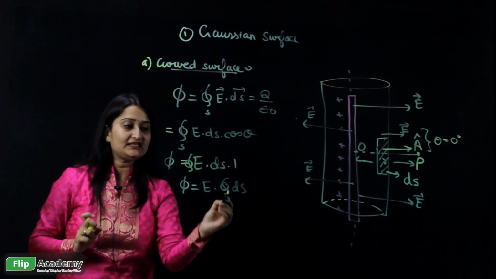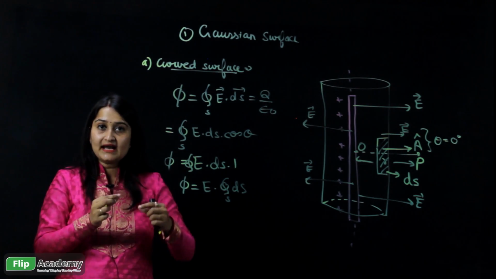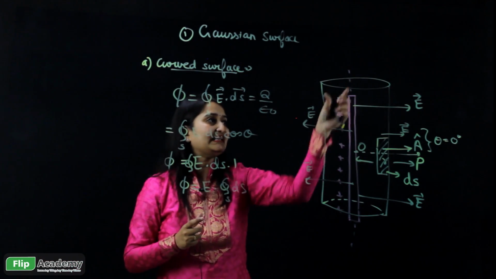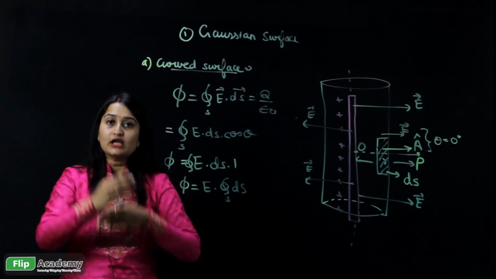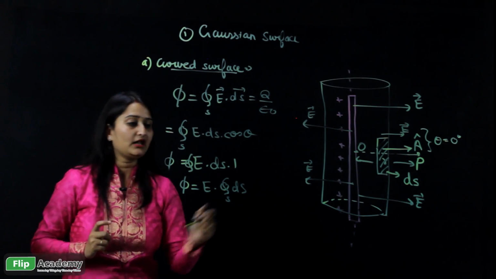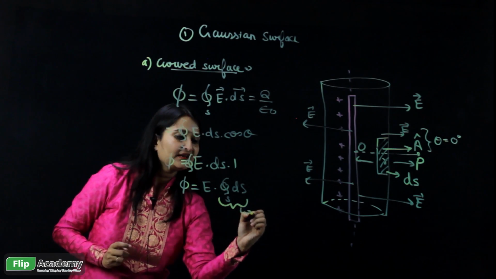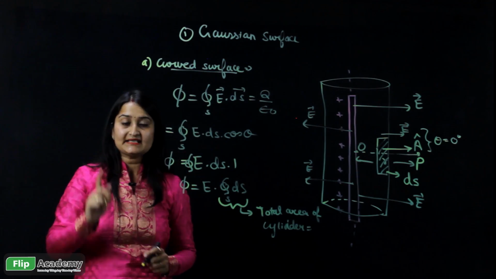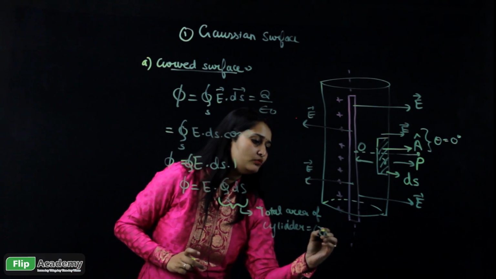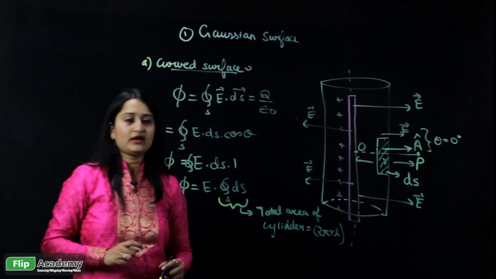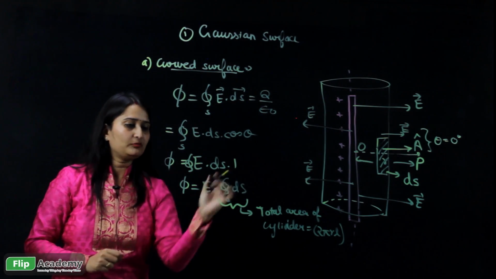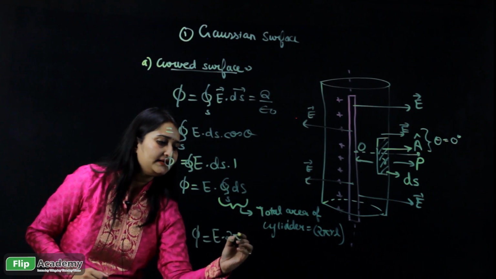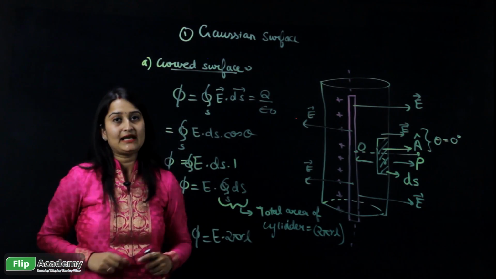If we are doing the integration of it, that means we are adding all the ds: 1 ds, 1 ds, 1 ds. These whole ds are added up to make the whole area of the cylinder. So this integral of ds is called the total area of the cylinder, and this is given by the formula 2 pi r L. Now this formula is known to you. If you put the value directly, you will get the flux here, that is E into 2 pi r L. So this is what we have calculated.